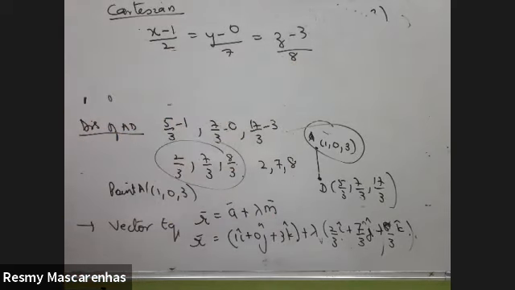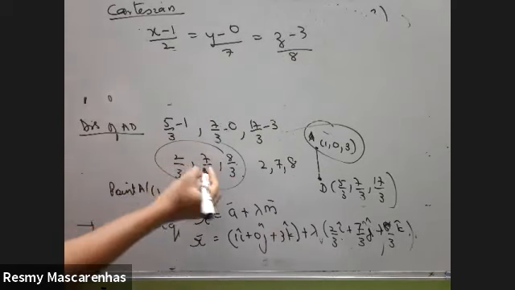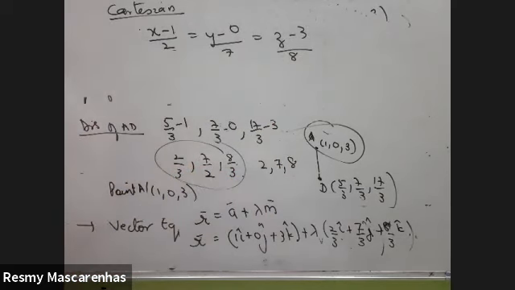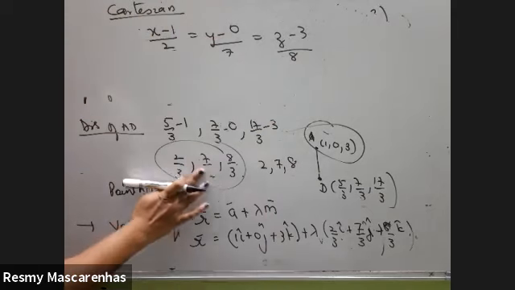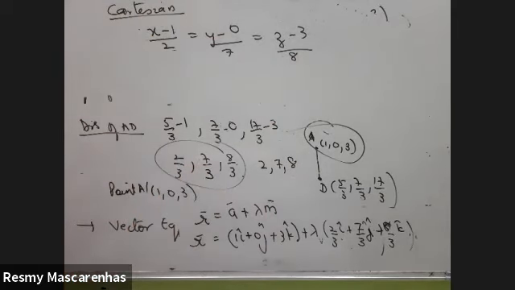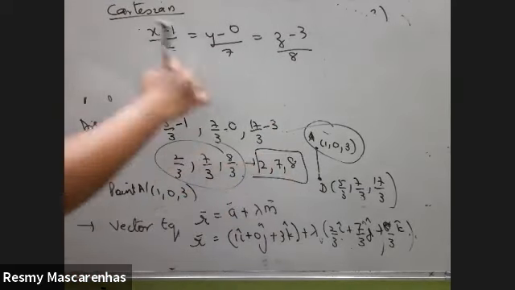Put 3. Cancel that. 3 is common everywhere. That's why you could cancel. If one of this was 2 like this, you can't do that. If one of them was 2, then you have to do that multiplication. So these are the direction ratios, the final one, and which I put here.